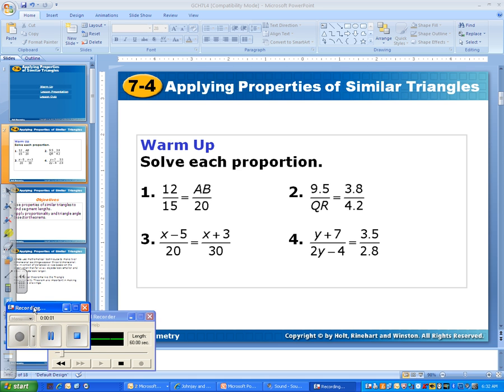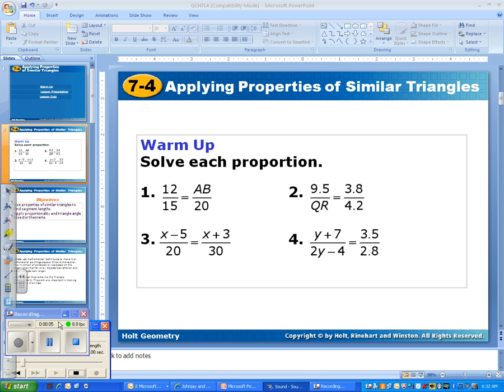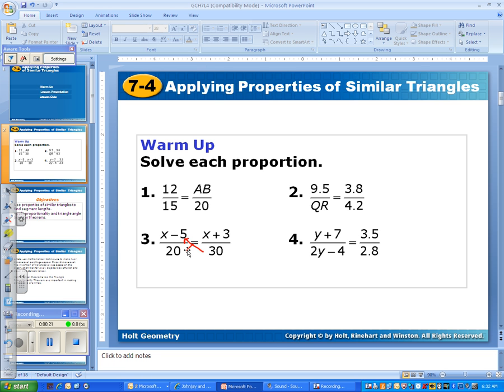Okay, in 7.4, we start talking about similar triangles again, and more about what we can do with their proportions and side lengths and stuff. So it's really important that you remember from 7.1 through 7.3 how we were doing proportions. So if you have something set up like this, you're going to cross multiply to solve. So this would be 30 times x minus 5 equals 20 times x plus 3.